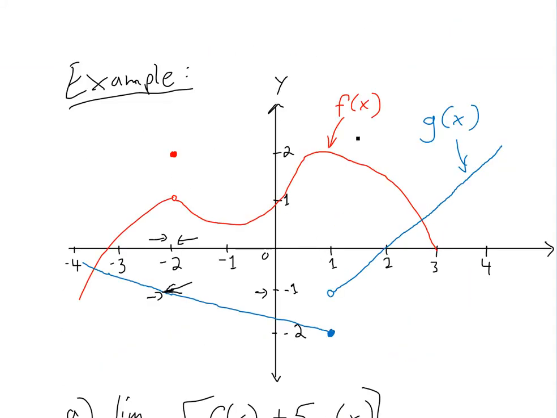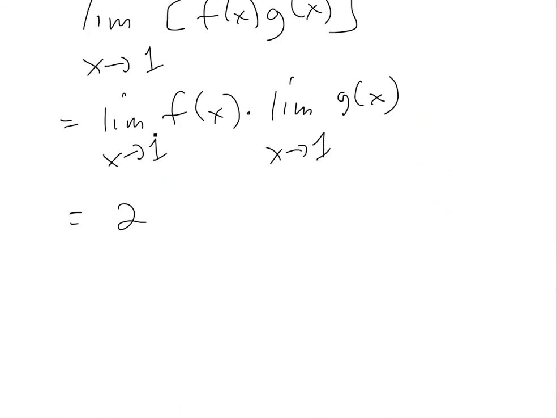So when we look at f of x as it approaches the value 1, it's approaching right here at this point. Let's call this 2. So we could write down that the limit of f of x is equal to 2. Now we have to find the limit of g of x.